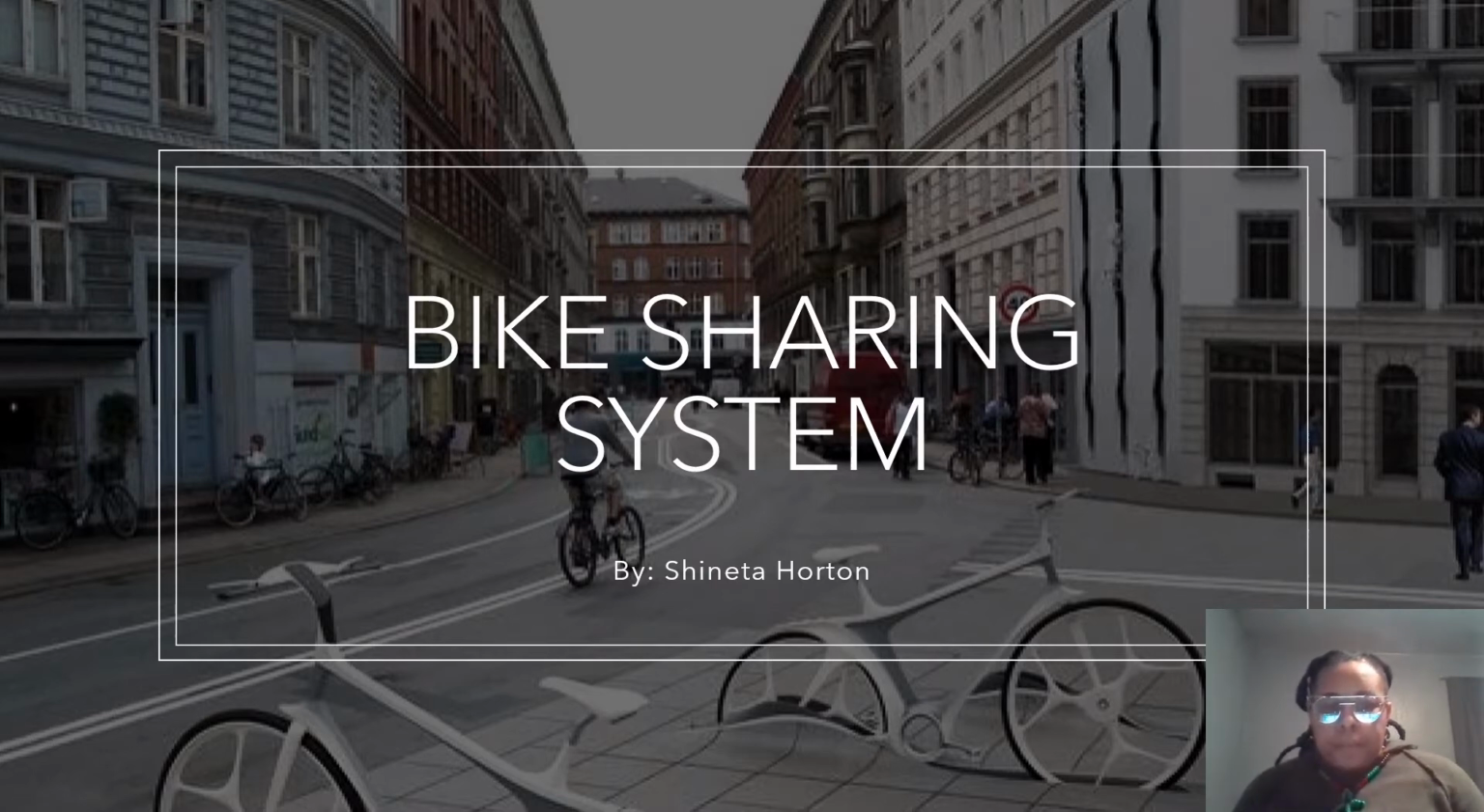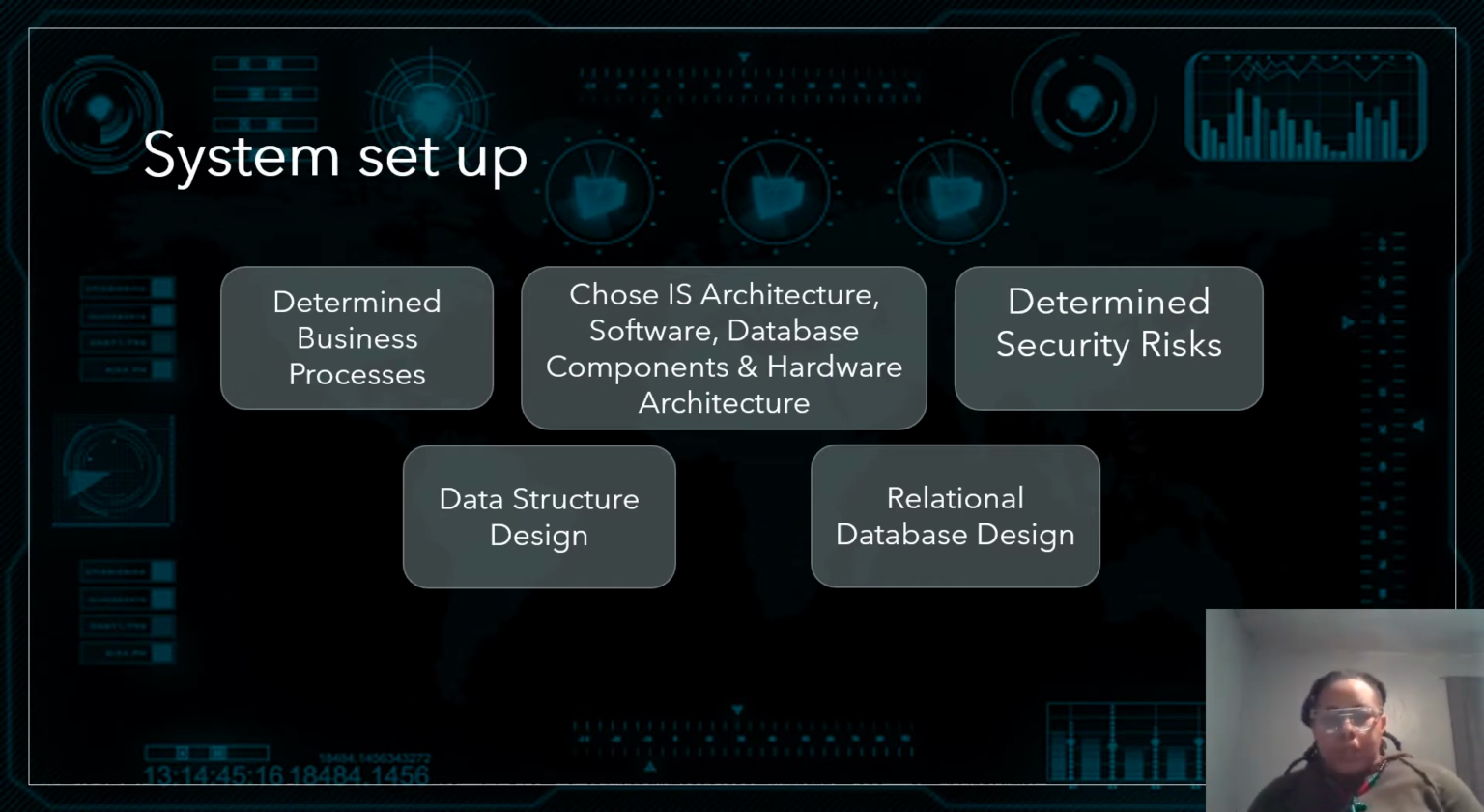And I'm basically about to walk you through the steps of our bike sharing system. The first thing that we did was to determine the business process. Then we went through and we chose the information system architecture, the software, the database components, and the hardware architecture. Next, we determined security risk. Then we designed a data structure and also a relational database.